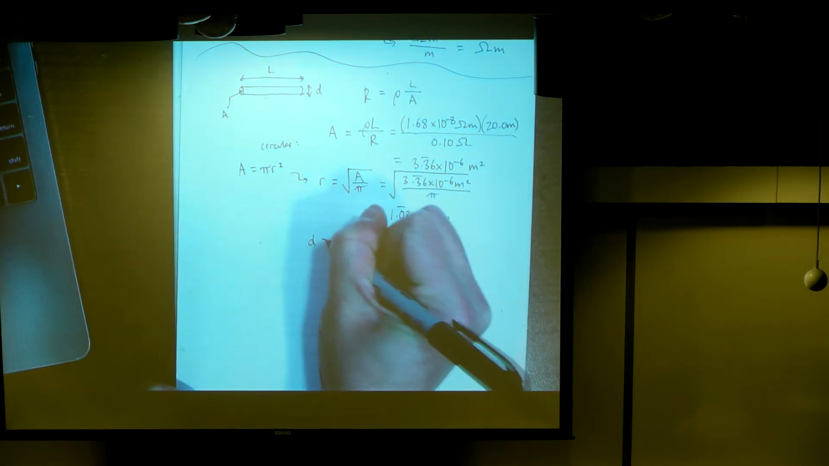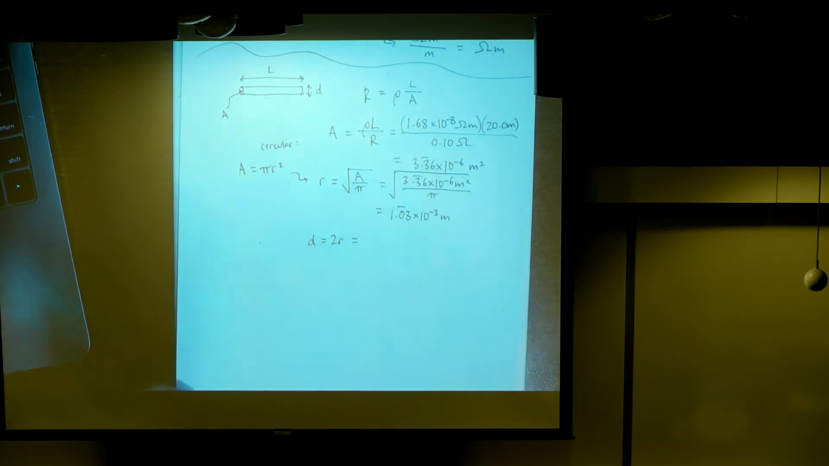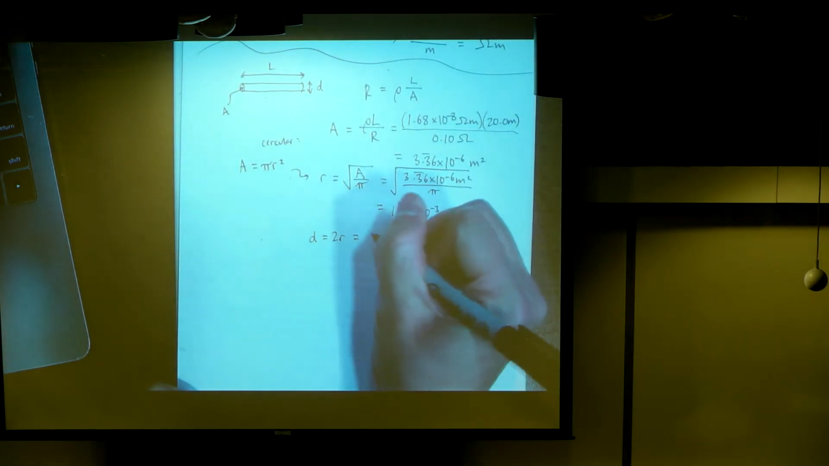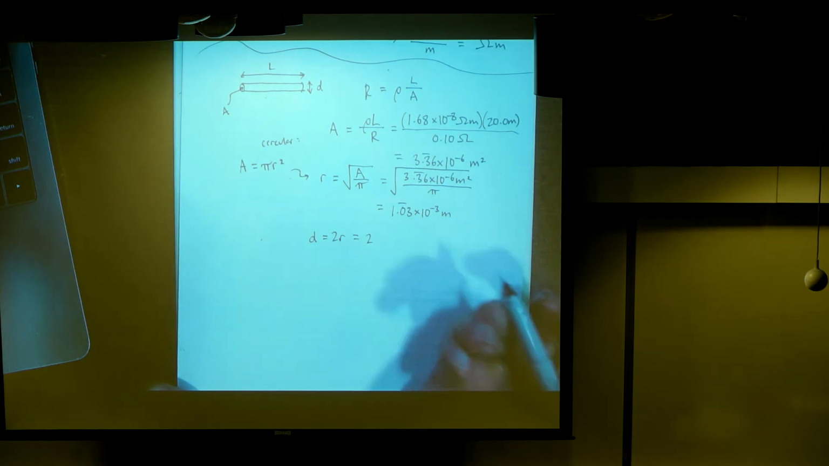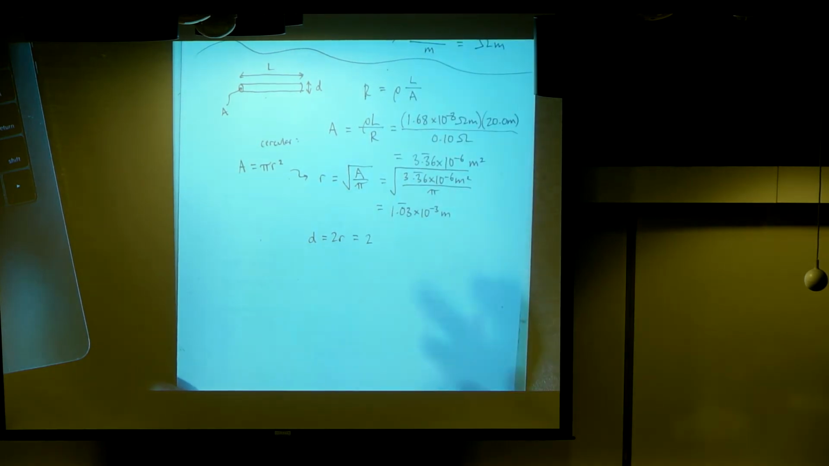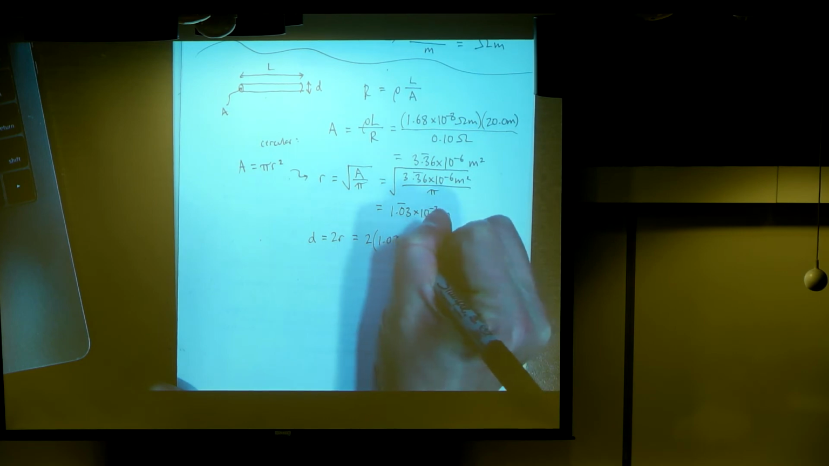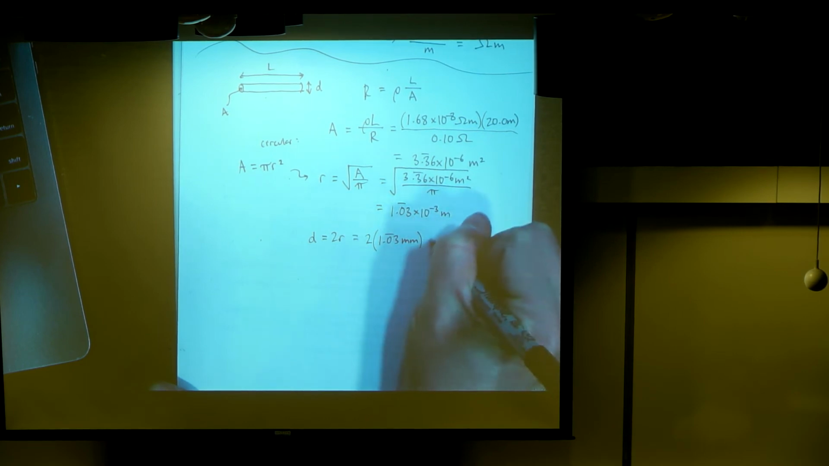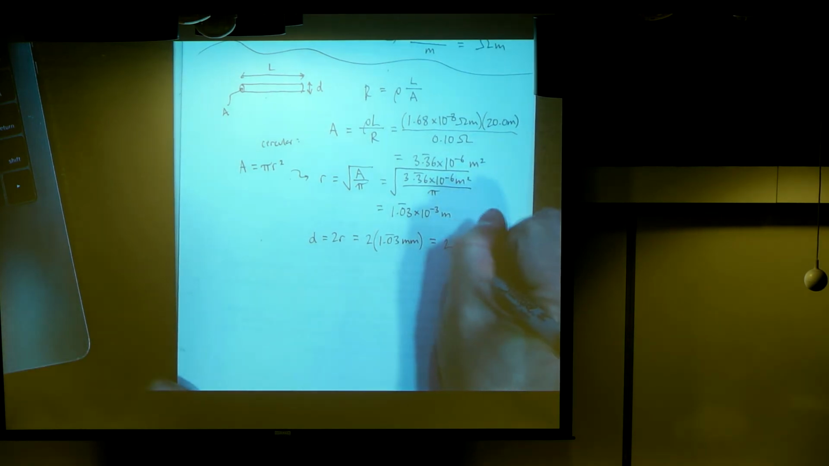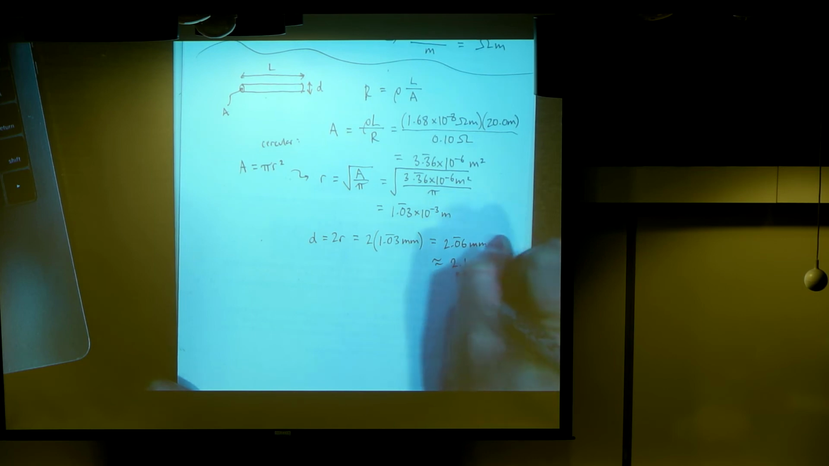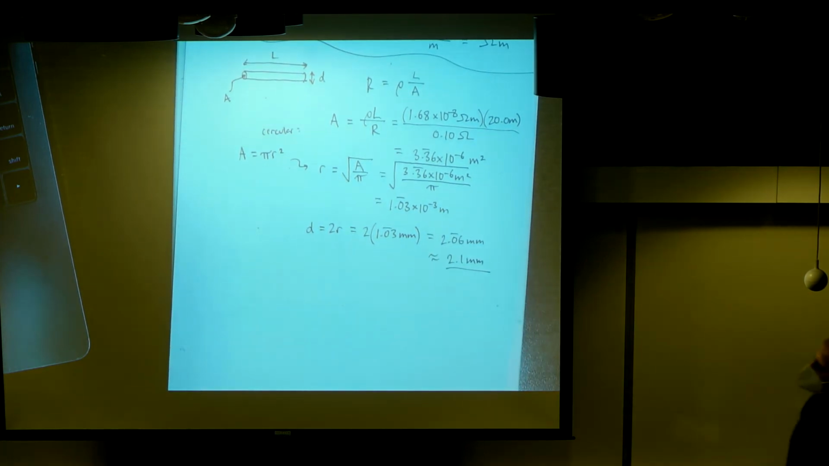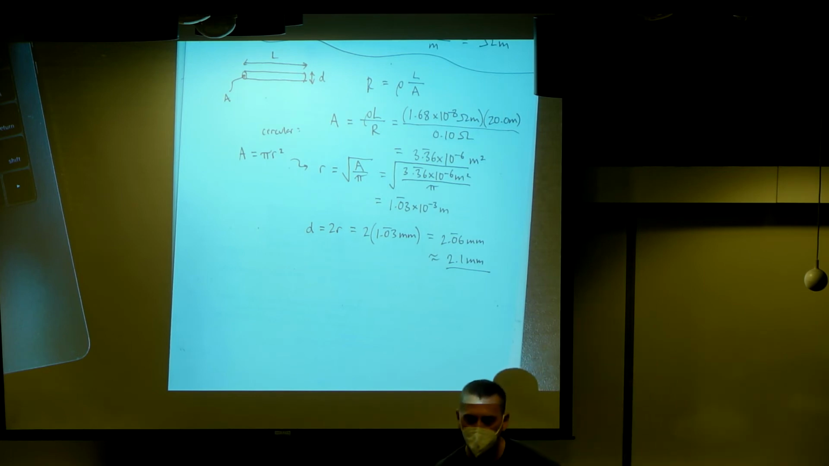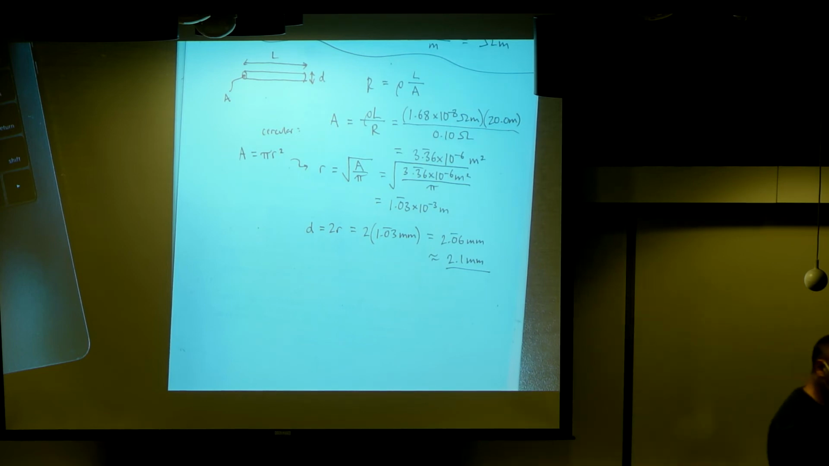Okay, the diameter is 2 times the radius. Okay? And the radius is about 10 to the minus 3 meters, but that's a millimeter. So I'm going to write this as 2 times 1.03 millimeters, which comes out to 2.06 millimeters, or roughly 2.1 millimeters. So that would be the diameter of the wire that's required for us to get this resistance. Does that make sense? So if we increase the diameter, we increase the area, which will give us less resistance.